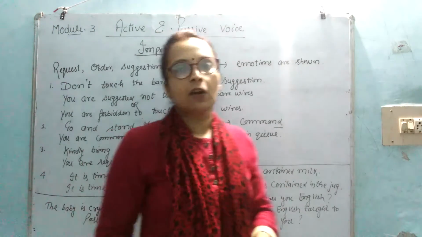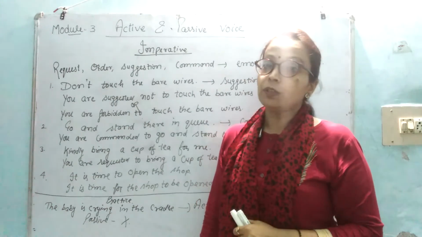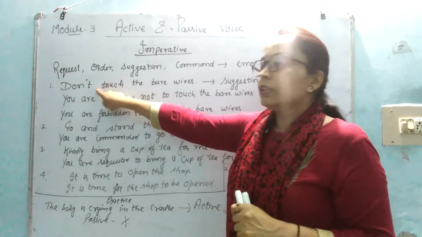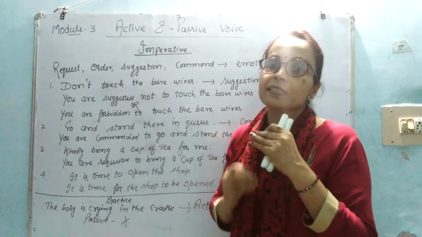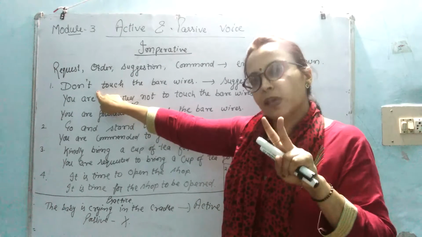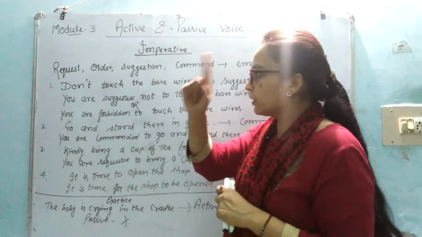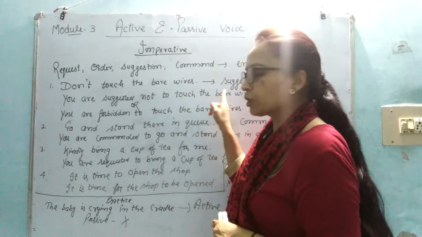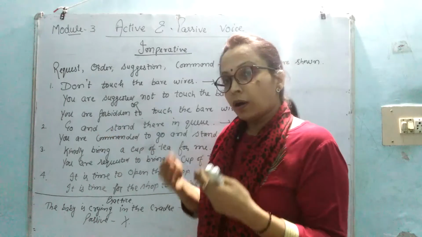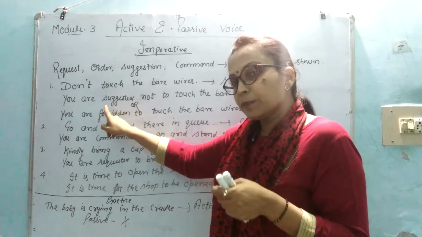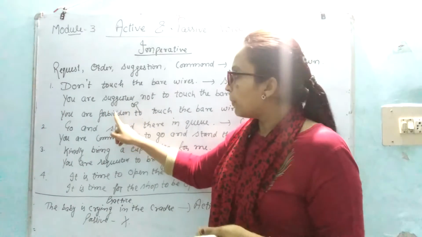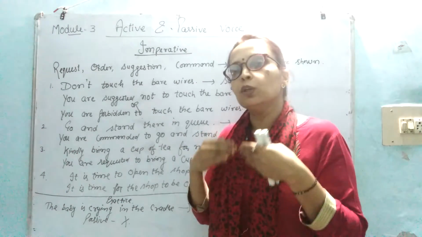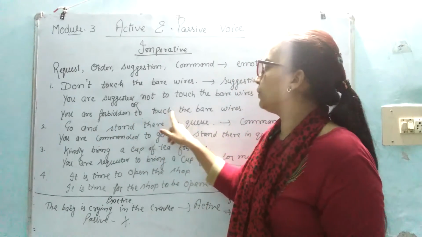The first sentence is: Don't touch the bare wires. Wires which are bare, you should not touch because you will get a shock. So, don't touch. What is the emotion here? Here it is a suggestion. You can change it into passive in two ways. The first one is: You are suggested not to touch the bare wires. It's quite easy. The second way: instead of suggested, we can even use forbidden. But when we use forbidden, keep in mind that we do not have to use not, because forbidden already includes the meaning of not. You are forbidden to touch the bare wires.